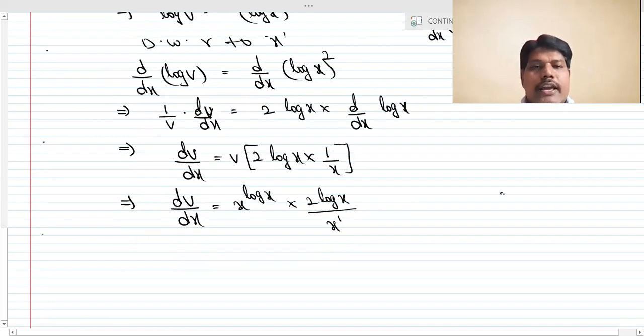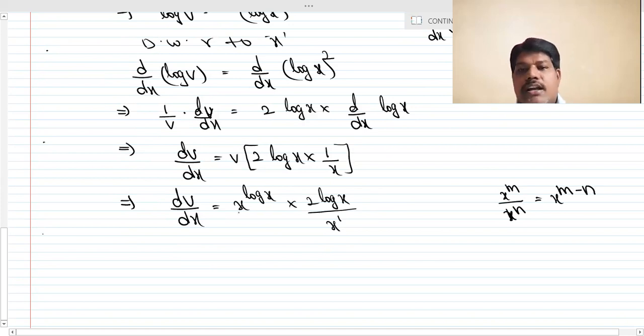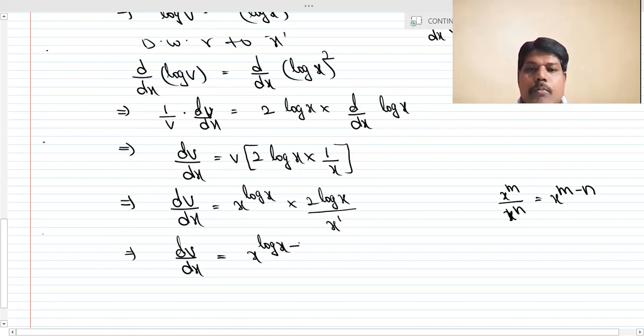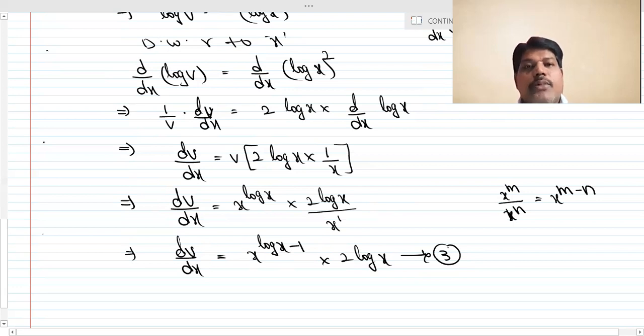So already you know that x power m by x power n you can write as x power m minus n. So here x power log x by x power 1. How can you write this, students? This can be written as dv by dx equal to x power log x minus 1 into 2 log x. This is the equation number 3.